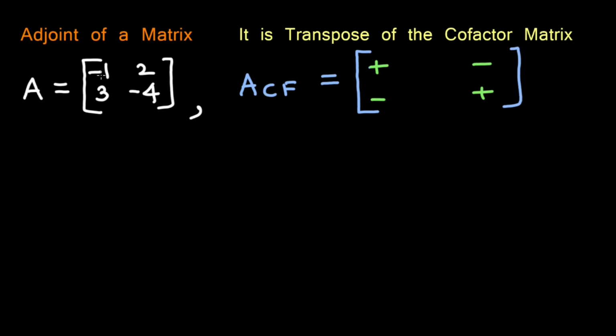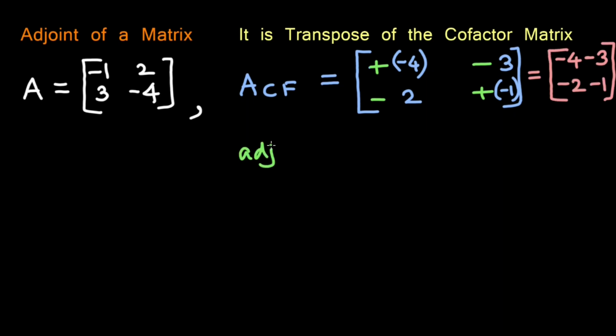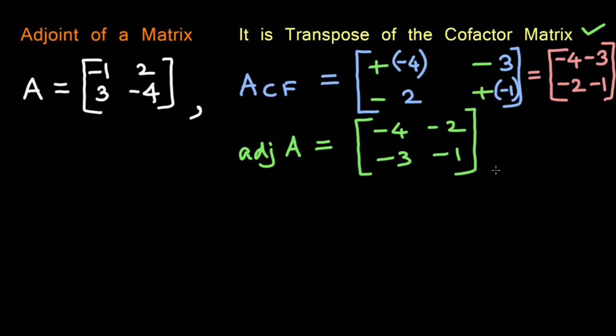So the value of the minor of minus 1 is minus 4, then the minor of 2 is 3, the minor of 3 is 2, and the minor of minus 4 is minus 1. So the cofactor matrix will be minus 4, minus 3, minus 2, minus 1. Now we will write its adjoint. The adjoint of A will be the transpose of the cofactor matrix. So it will be minus 4, minus 2, minus 3, minus 1. So this is how we find the adjoint of a 2 by 2 matrix A.